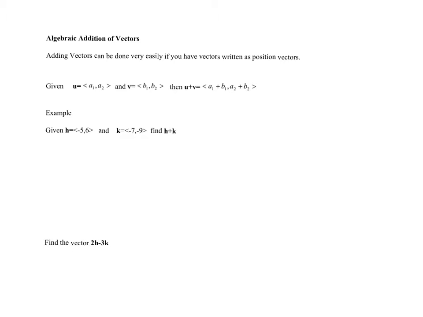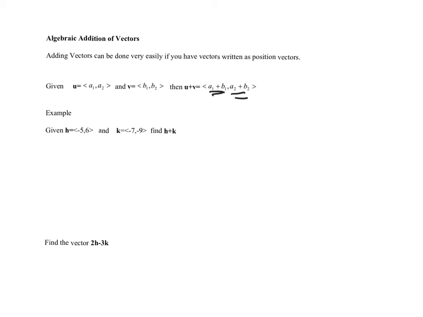So if you have the vector in component form or position vector form, where you have the two parts of it, then adding them is very, very simple. Because all you have to do is, if you have two vectors in component form, just add their x components and their y components. So you just have to add the first numbers and the second numbers. Just that simple.